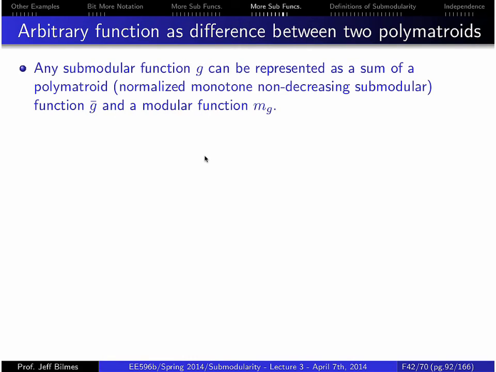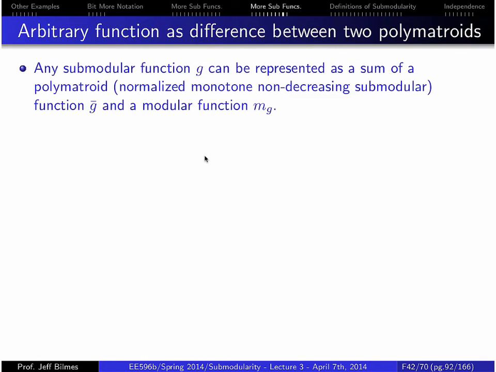Okay, here's a really important one. I think we're going to see this again in another context in maybe a couple of weeks, but I'm putting it here because this is something that you may find surprising. Remember, a polymatroid function is a submodular function that's normalized, namely it has value 0 at the empty set, it's non-decreasing, and it's submodular. So a polymatroid function has to be non-decreasing and have value 0 at the empty set. It turns out that any submodular function can be expressed as a sum of a polymatroid function plus a modular function.